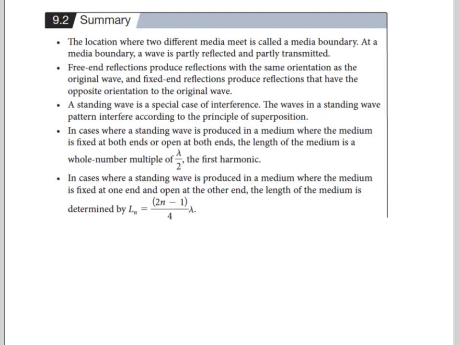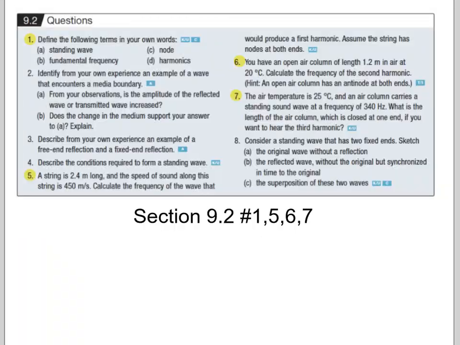Okay, so our summary, we have two formulas that are new to us. Okay, and I'm not going to reread all that. You can pause it, look at it yourself. And then section 9.2, 1567.